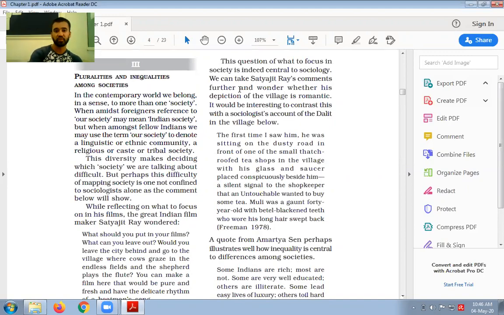We can take Satyajit's comment further and wonder why his depiction of the village is romantic. I've already told you that he's trying to romanticize the things. He's just going with his own imagination, that I can make movies this way, I can make movies that way. So sociologists find something that is in contrast to what Satyajit Ray is saying. Sociologists go very differently. They show the real side of the village, or the opposite side of the village. And we're going to understand this as well, what sociologists observe or understand out of the scenes of the village, right? I've got just a minute and a few seconds left for this class. Okay, so I think we should continue this further in the next class, because time has gone very fast.